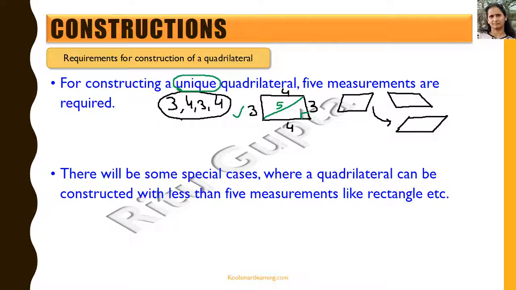An important thing to note here is that there will be some special cases where a quadrilateral can be constructed with less than 5 measurements. The special case could be that it's specified that it's a rectangle of sides 3 and 4. Just 2 dimensions are given, but by specifying that it's a rectangle, a whole lot of information gets provided by default. Similarly, if it's mentioned that it's a rhombus with side 3, we know that its diagonals bisect each other at 90 degrees. So if one of the diagonals is given, we may be able to construct the rhombus. So in those special cases, not 5 measurements are needed, but the shape of the quadrilateral needs to be specified.